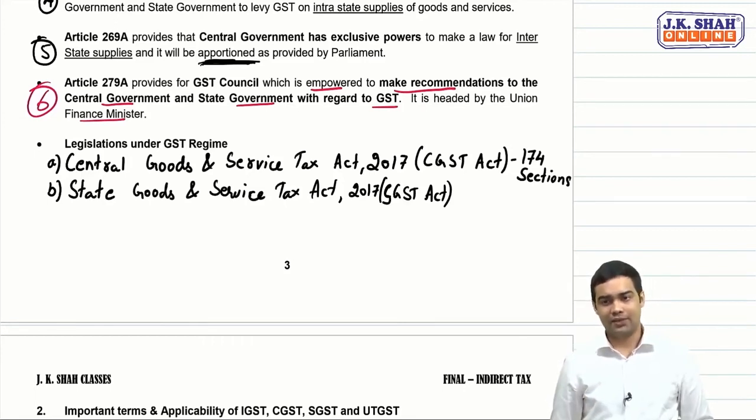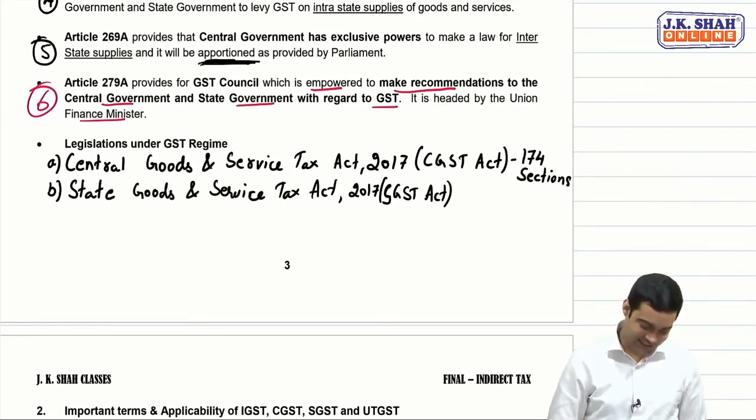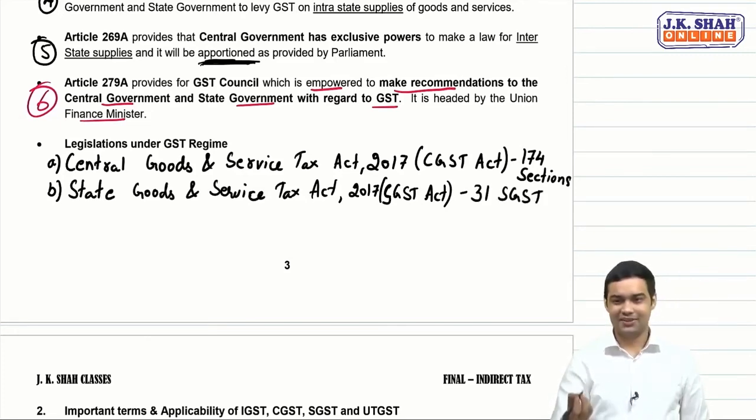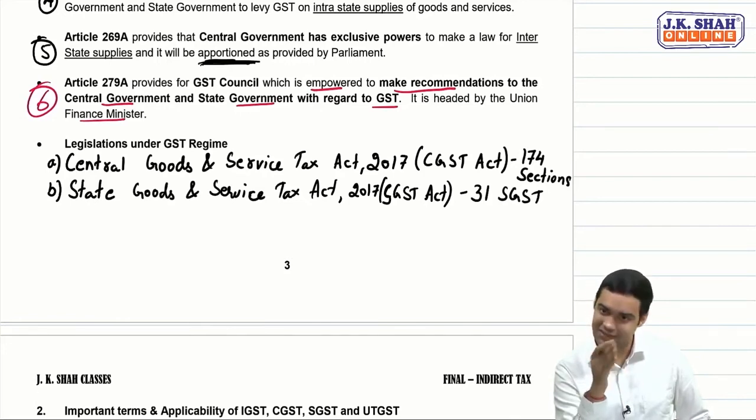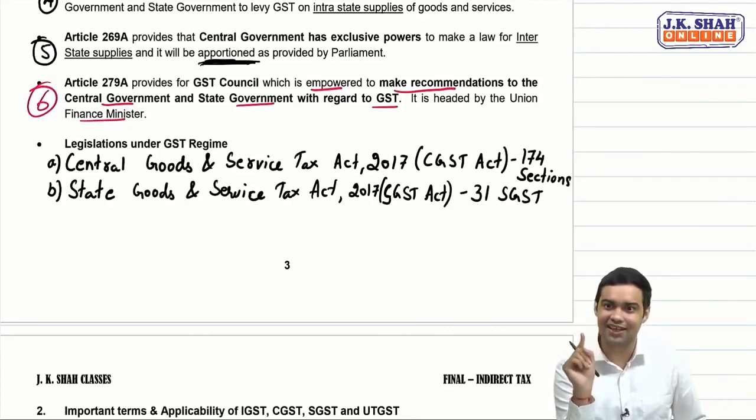Plus, can you tell me how many SGST Acts are there in India? There will be totally 31 SGST Acts. Sir, how can it be 31? We have only 29 states. 29 states. Jammu and Kashmir was removed, but Jammu and Kashmir was added as a union territory with legislature. So that 29 remains same. Plus 2 more, Delhi and Pondicherry, which will have their SGST laws. So each state has it.